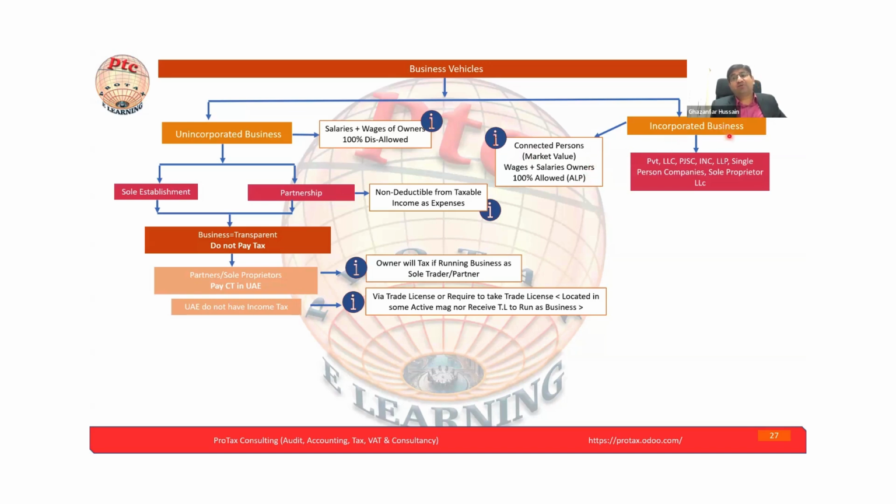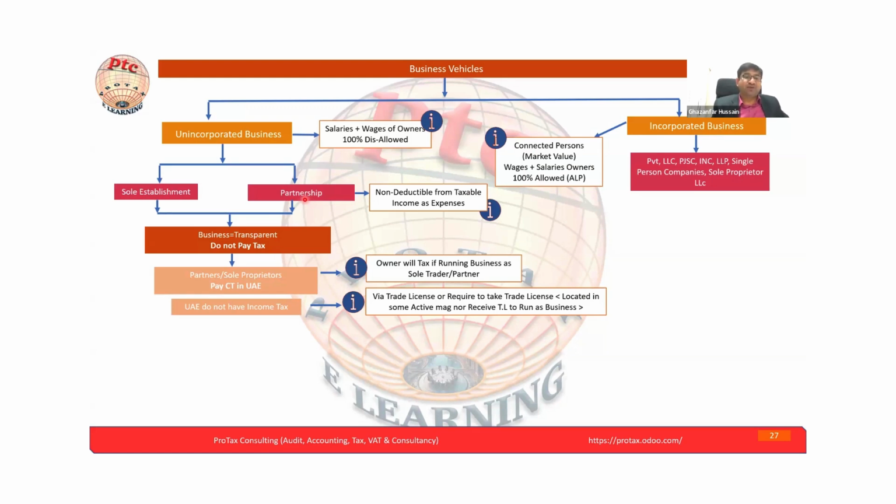So what are the incorporated businesses? There are private companies, private limited companies, limited liability companies, public joint stock companies, incorporated companies, and LLPs. See, this part is the most important for our understanding. This part is the limited liability partnership. Here it is a partnership, because in a partnership there is no contract or only a verbal contract. If you establish the partnership based on a verbal contract, you can do that.